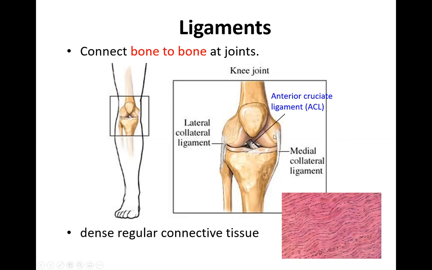Okay, so we have these ligaments that connect the bones together. Some of them are crossing. For example, if you've heard of the ACL, that stands for anterior cruciate ligament, and what that does is it helps prevent hyperextension of the knee.